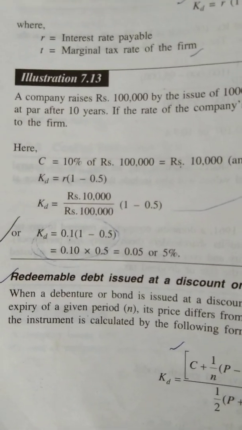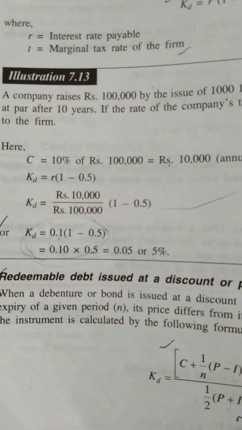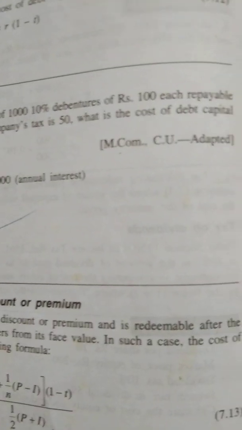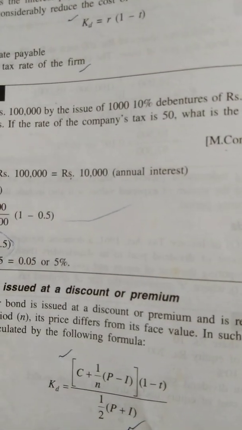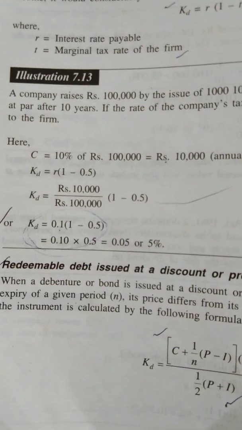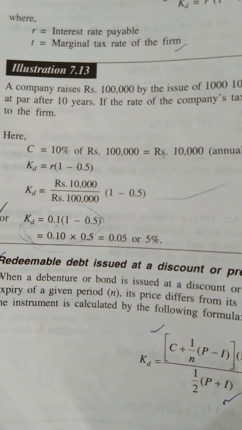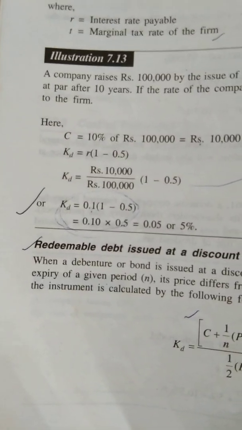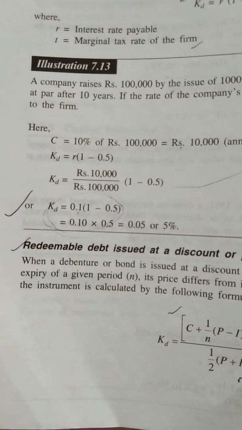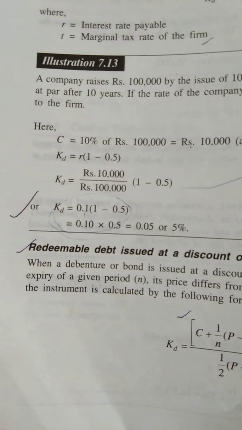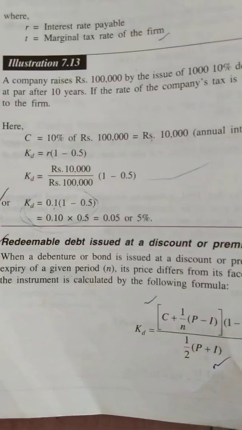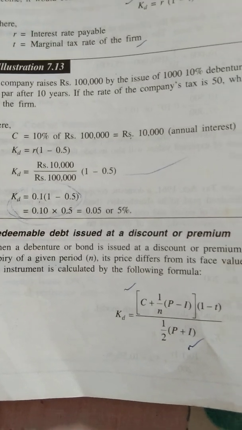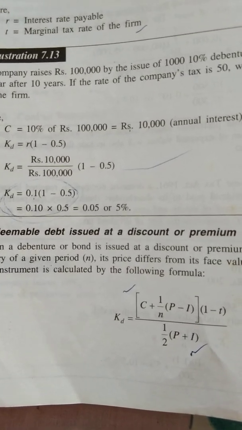Look at the last step: 0.1 within bracket (1 minus 0.5), because the tax rate is given as 50%. That gives 5%. As simple as that. Ignore the earlier one; you should apply the R formula, as given in the book. It is easy. Don't consider the full value, it will be a cumbersome process. If it is 5%, you should write 0.05. If it is 20%, you should write 0.2.